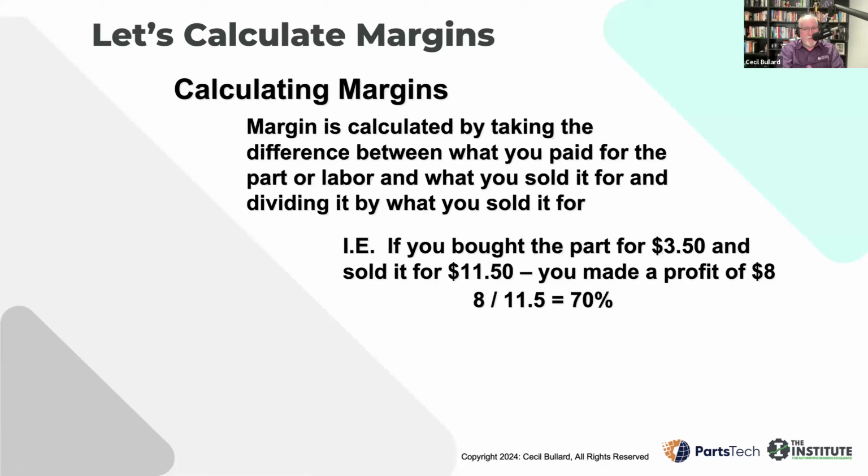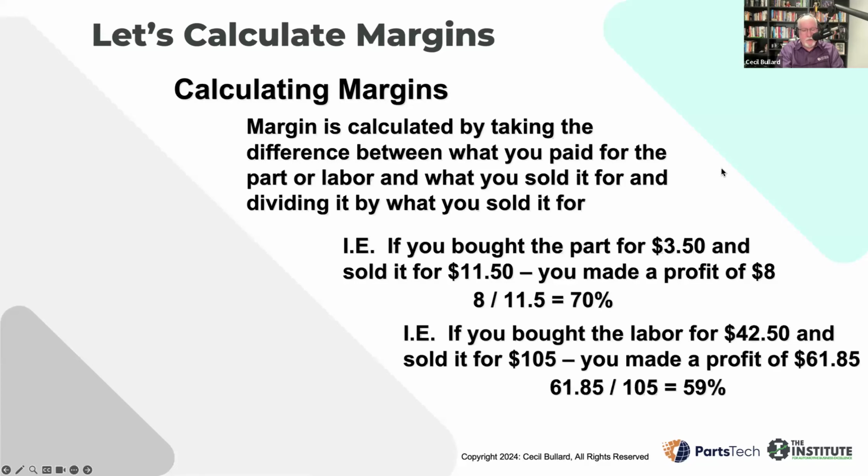Okay. So there's the math for you, the math behind the thing. Now, labor, I'm just going to do a labor one. If I bought the labor for $42.50, so that would be maybe paying a tech $40 an hour, and then I got a $12.50 load for parts, FICA, FUTA, workers' comp, PTO, etc. And I sold it for 105.